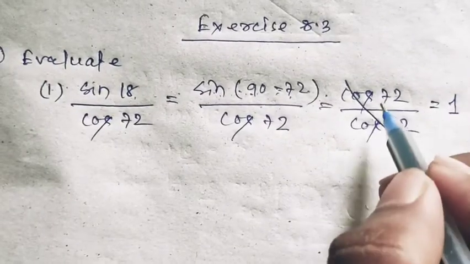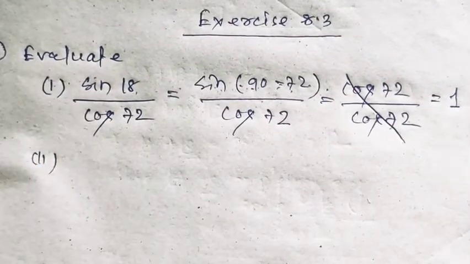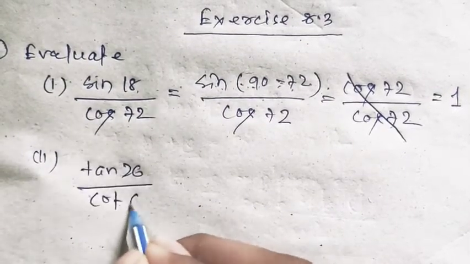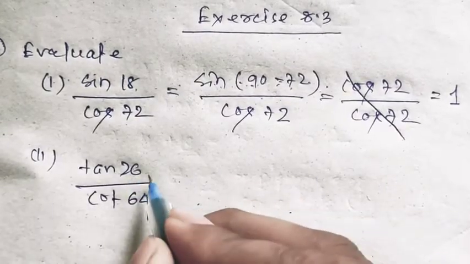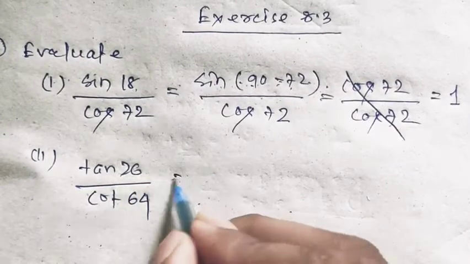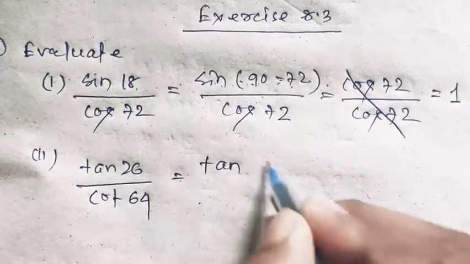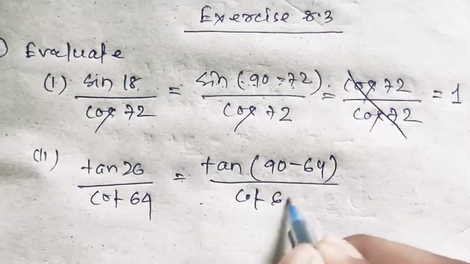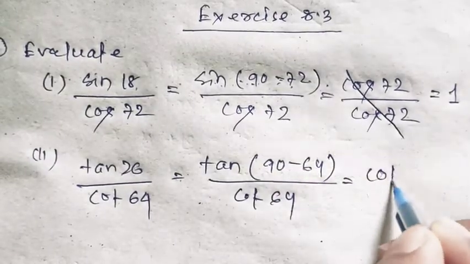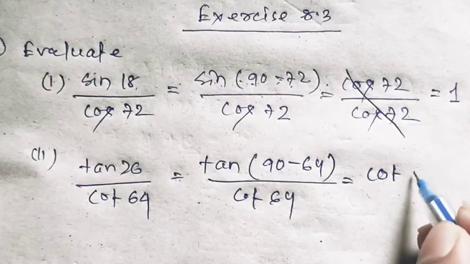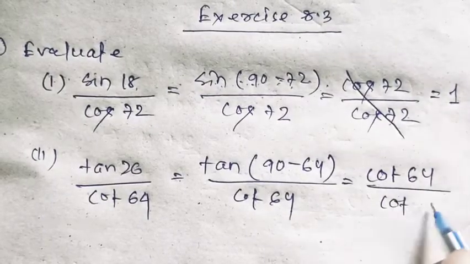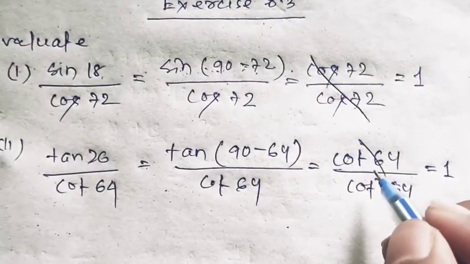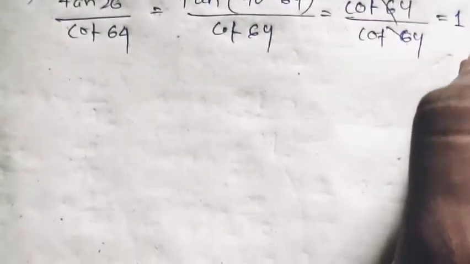Okay, understand? We will solve question number 2. Given tan 26 divided by cot 64. So tan 26 by cot 64, I can write tan 26 as tan(90 minus 64) divided by cot 64. Tan(90 minus theta) is equal to cot theta. This implies I can write it as cot 64 divided by cot 64. So again the answer will be 1. Okay, understand? We will solve the third question.